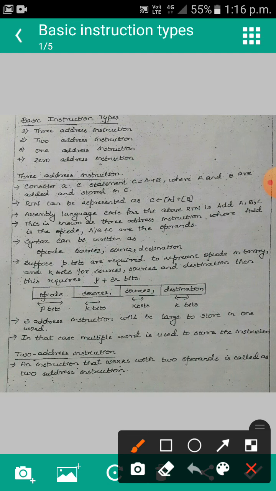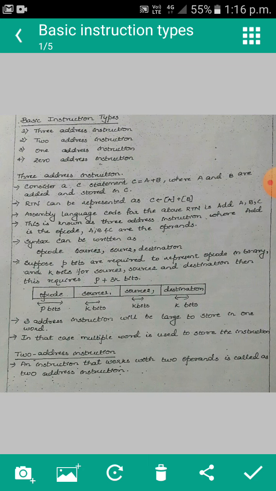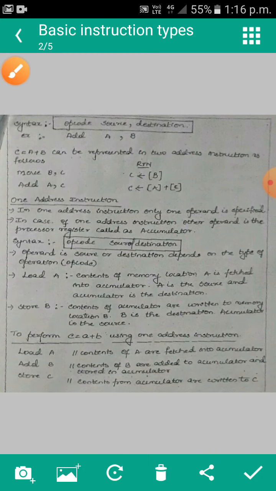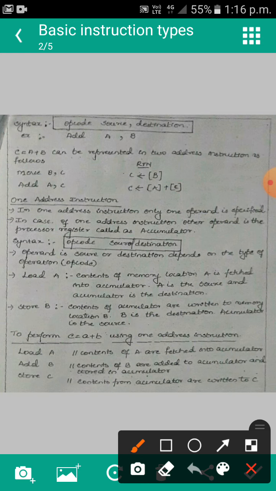Then next is 2 address instruction. An instruction that works with 2 operands is called a 2 address instruction. The instruction that works with 3 operands is 3 address instruction, and 2 operands means 2 address instruction. So let's see the syntax: opcode, source comma destination. In the first case we use source 1, source 2 and the destination. Here it is source comma destination, that is add a comma b. It adds the contents of a and b and the result is stored in b.